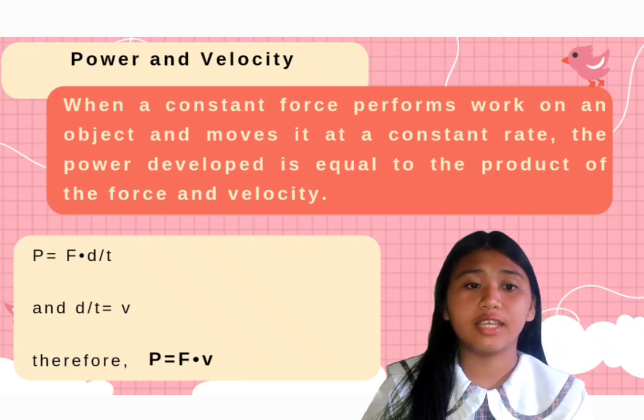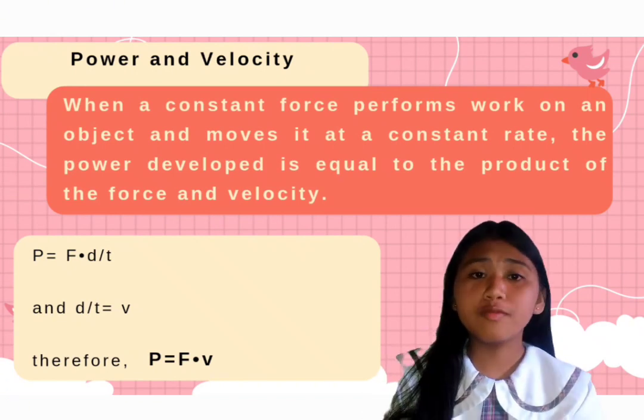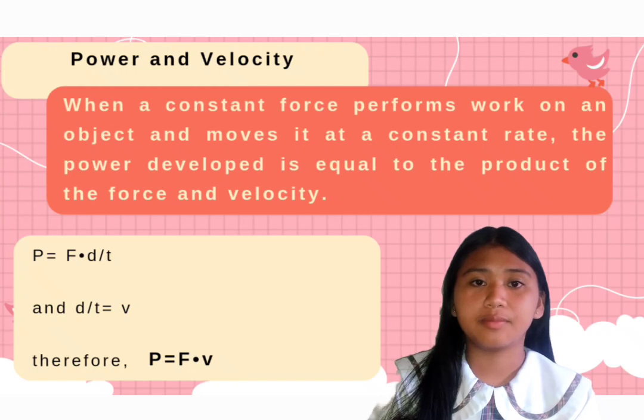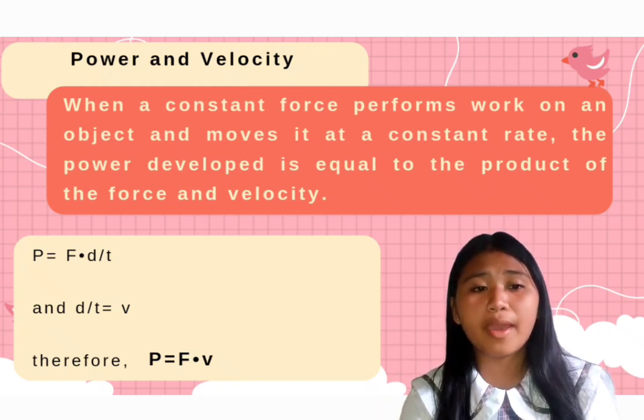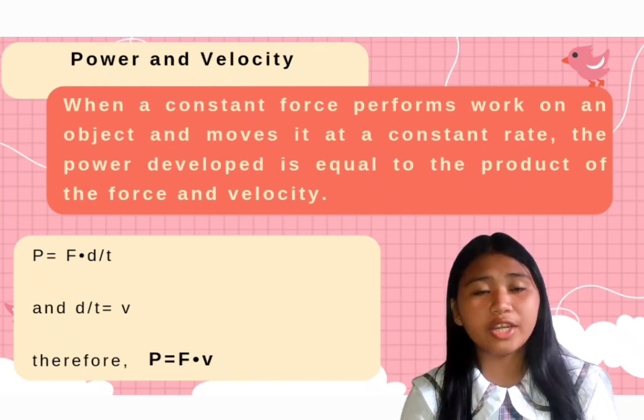Power and velocity. When a constant force performs work on an object and moves it at a constant rate, the power developed is equal to the product of the force and velocity. In calculus terms, power is the derivative of work with respect to time. If work is done faster, power is higher. If work is done slower, power is smaller.